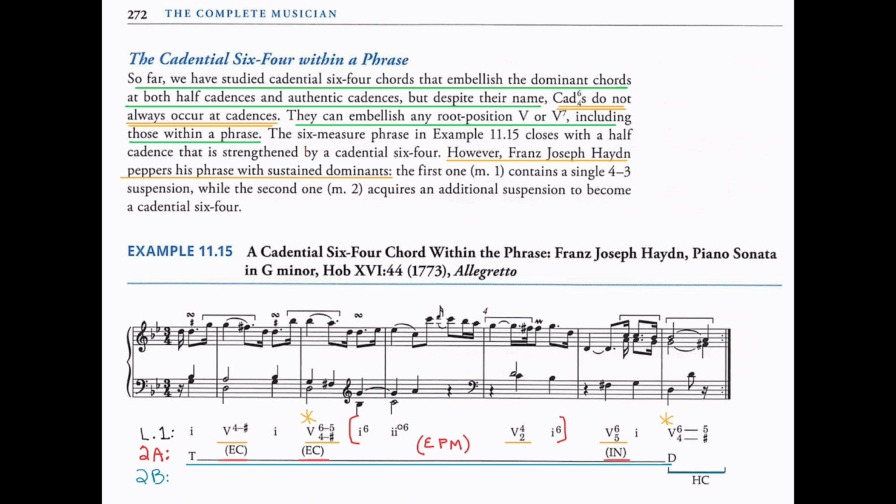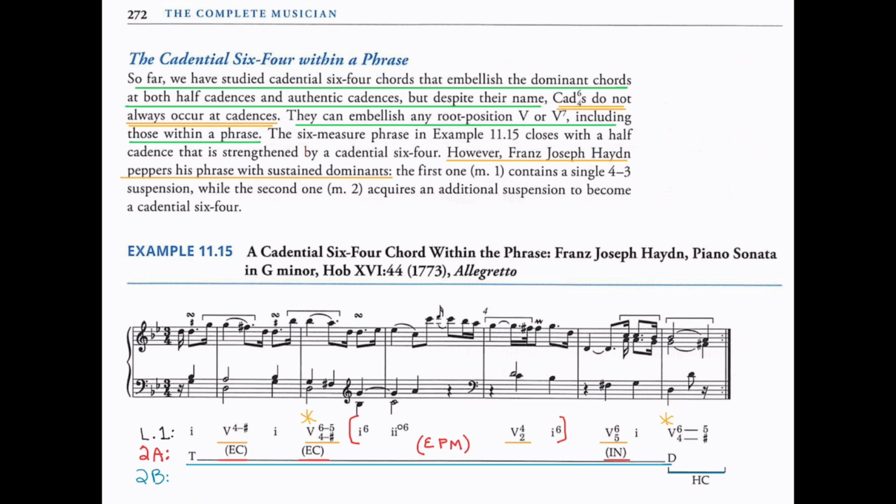Laitz says, so far we have studied cadential 6/4 chords that embellish the dominant chords at half cadences and authentic cadences. The authentic cadence, just for review, is either an IAC or a PAC. Now, despite their name, cadential 6/4 chords do not always occur at the cadence points. They can also, in fact, embellish a root position 5 or a root position 5/7 chord, including those inside of the phrase. And that's what we heard in the piece that I played, 11.15.